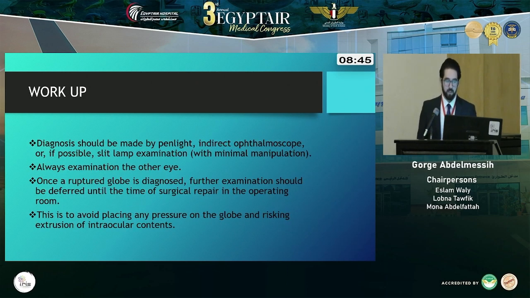Diagnosis should be made immediately by penlight and direct ophthalmoscope, or if possible, slit lamp with minimal manipulation. Always examine the other eye. Once a ruptured globe is diagnosed, further examination should be deferred until the time of surgical repair in the OR. We have to avoid placing any pressure on the globe and risking extrusion of intraocular content.